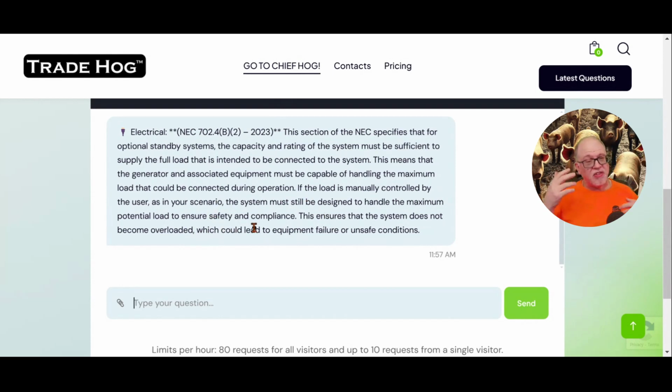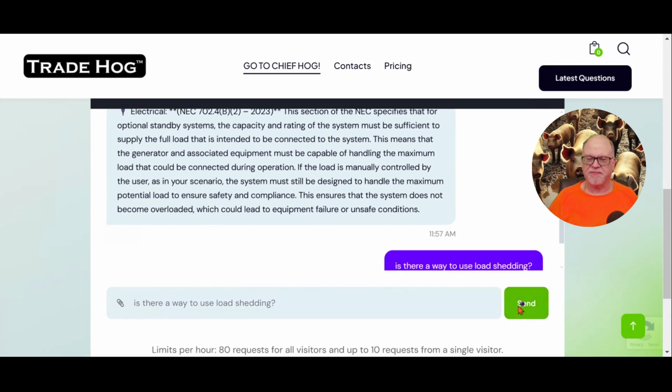So essentially the same information, and then we can go on and ask the hog, is there a way to use load shedding? And see what the hog says.